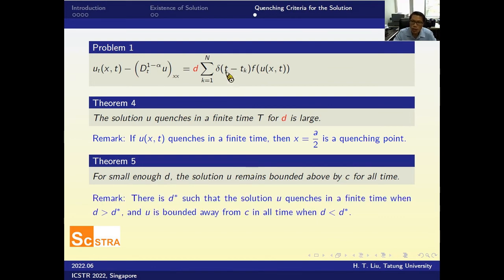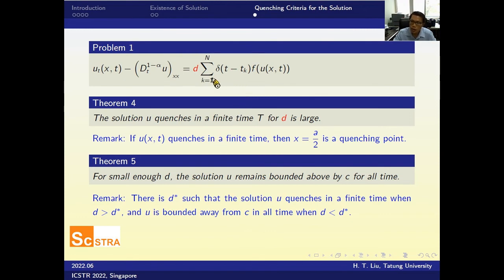Now combining these two results with the results that we have before, we notice that there is a D star, which we can call the critical D, such that the solution U quenches in finite time when D is greater than D star. And on the other hand, U will be bounded away from C for all time when D is strictly less than D star.